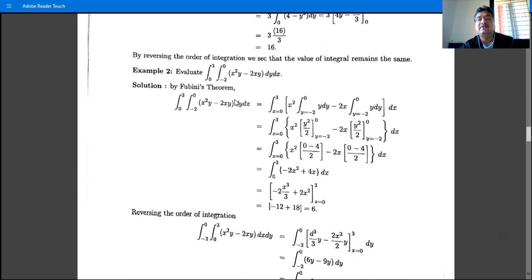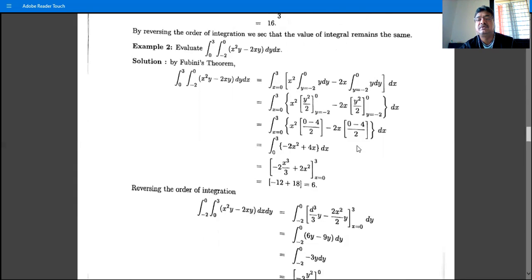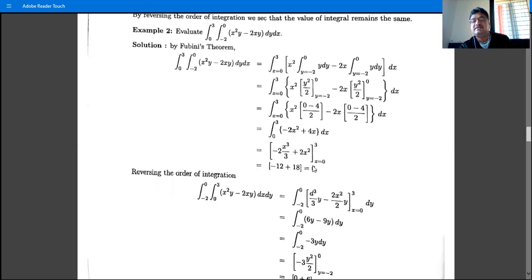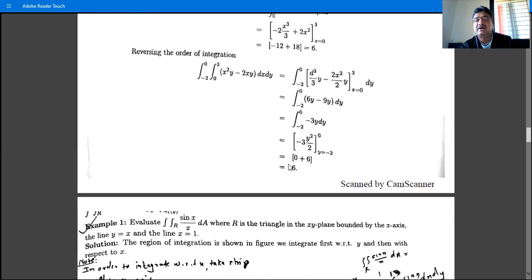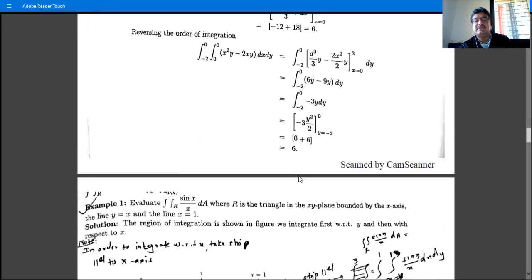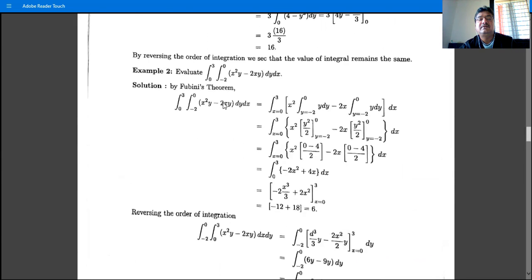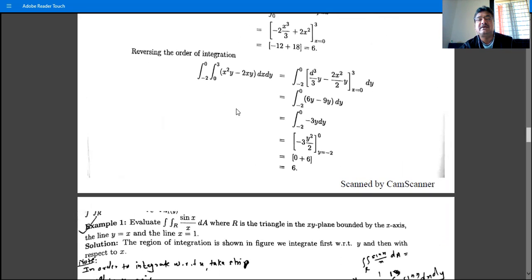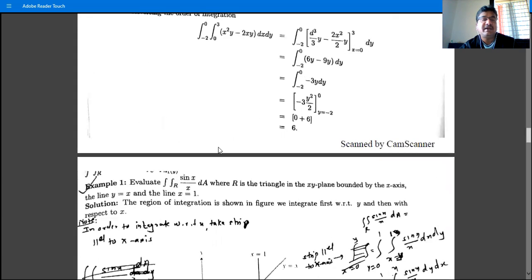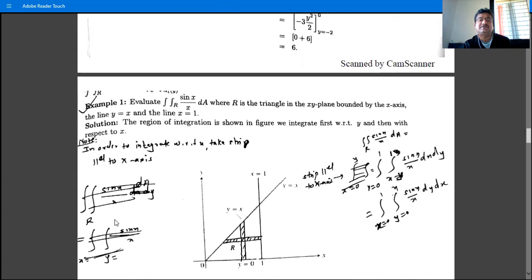Now x square y, integration with respect to y: x square is constant, and integration of y is y square by 2 from y minus 2 to 0. In this way, we have this answer 6, and here we have the answer 6 with respect to x first. So we have the same answer, and therefore Fubini's theorem is verified, that if the limits are constants of x and y, then integrate with respect to x first or integrate with respect to y first.